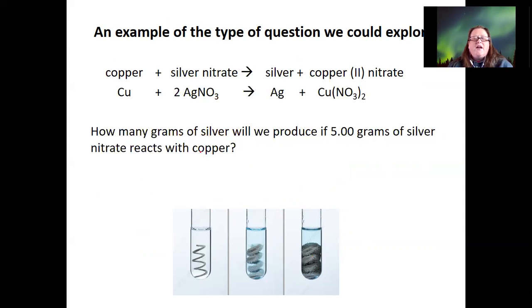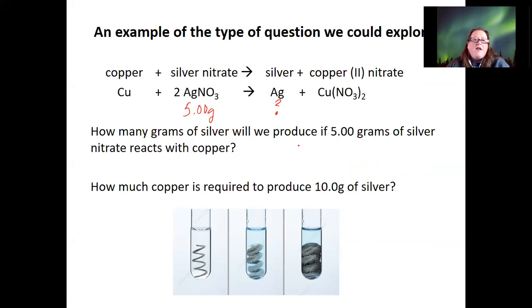So here's the question. How many grams of silver will we produce if 5 grams of silver nitrate reacts with the copper? So I have 5 grams of silver nitrate, and I want to know how much silver I'm going to produce. Or maybe I want to make 10 grams of silver, and I need to know how much copper is going to be required to make 10 grams of silver.